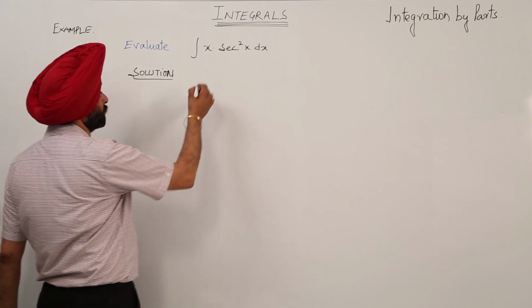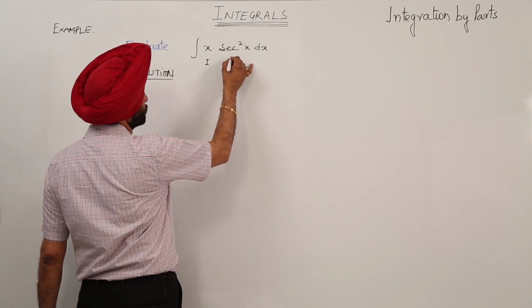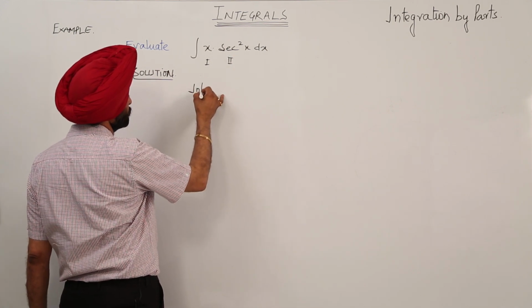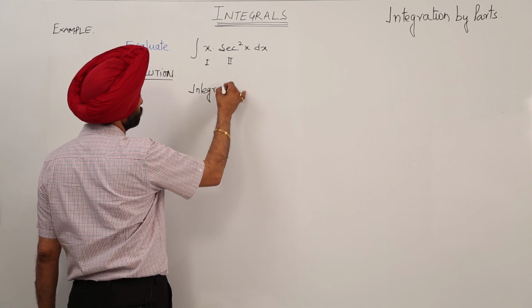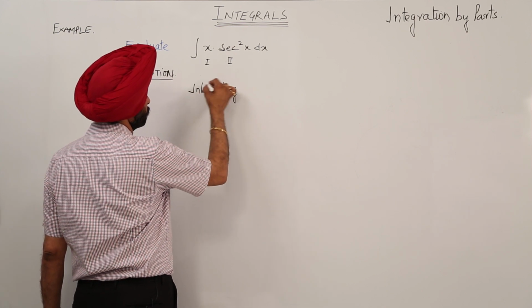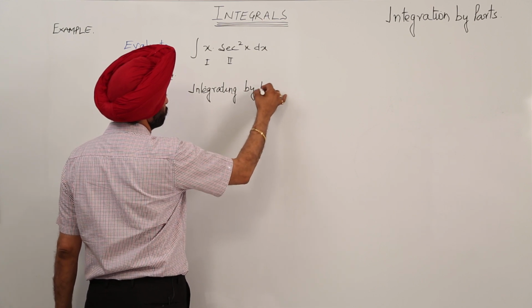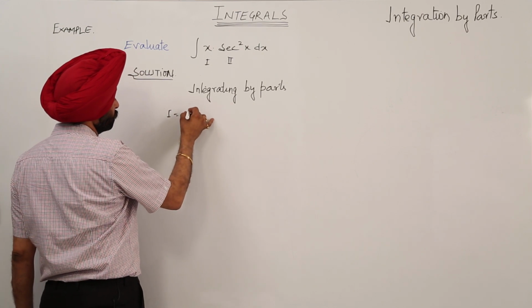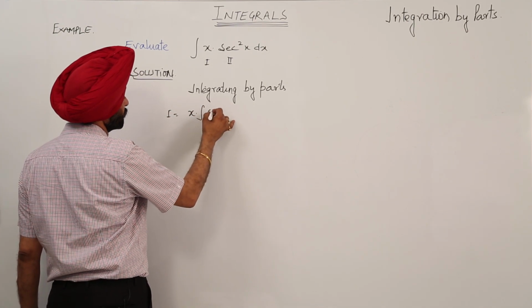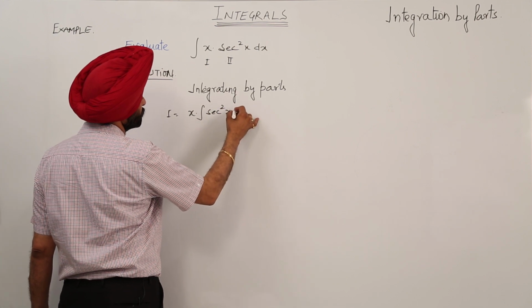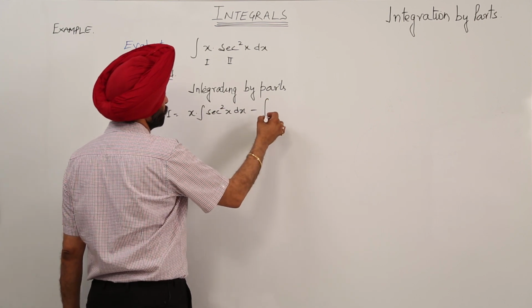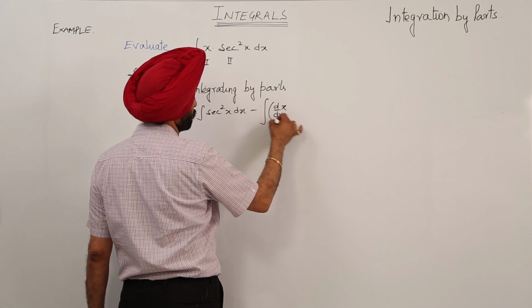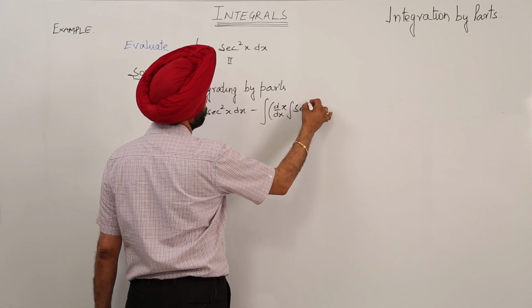Next example, again taking this as the first function and this as the second function. Now, integrating by parts, using the formula, we have the first function as it is, integration of the second, that is secant square x dx, minus integration of differentiation for the first, integration for the second.